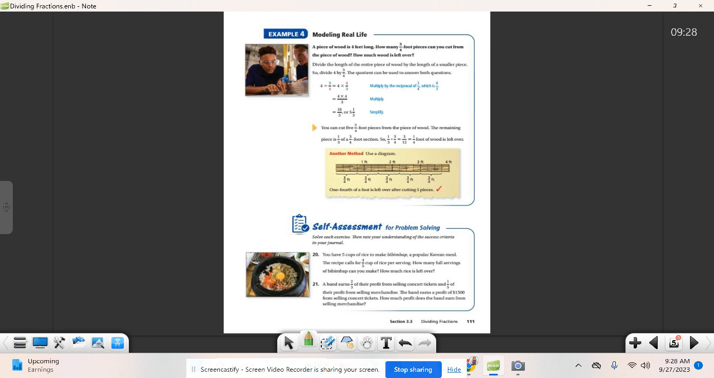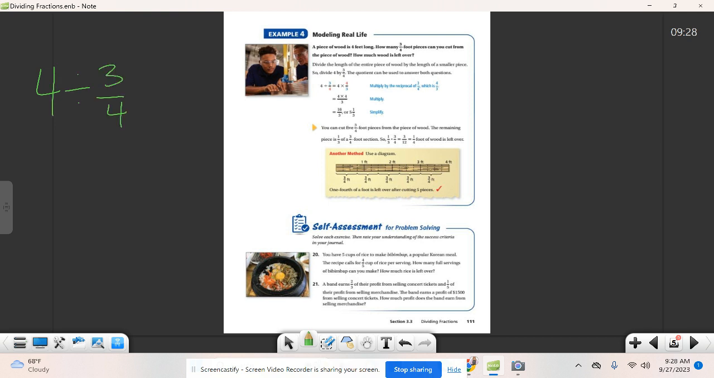So you have to start with what you're actually cutting, what you're splitting up, what you actually have. So what do we actually have here? A wooden board. We have a wooden board that we're cutting. How big is the wooden board? 4 feet. And we're dividing it into 3/4 sections.